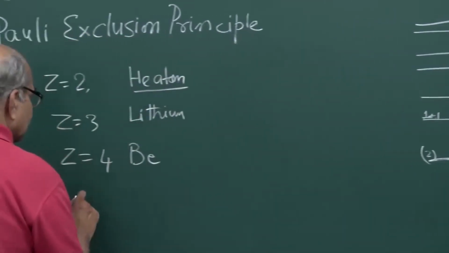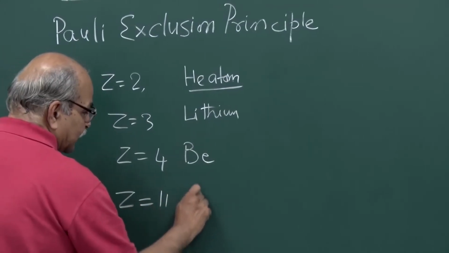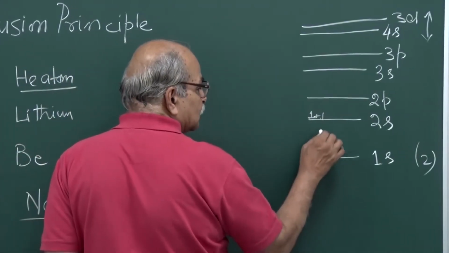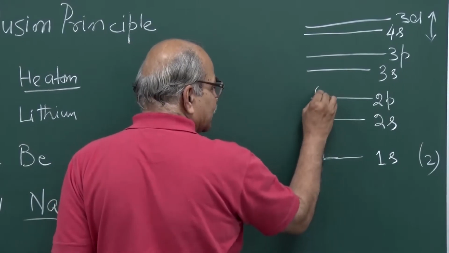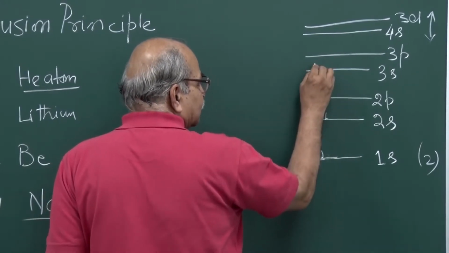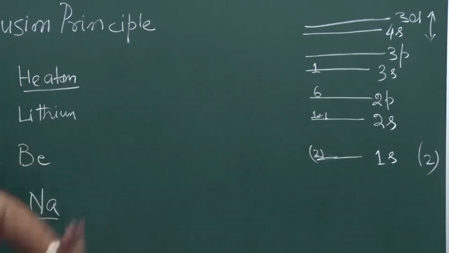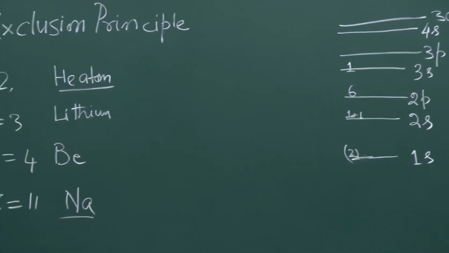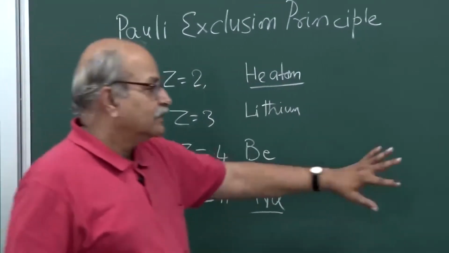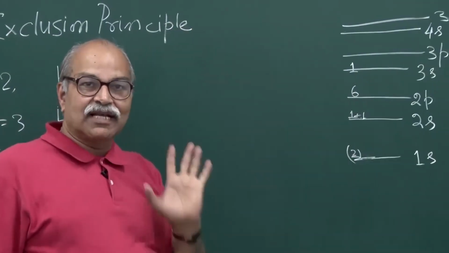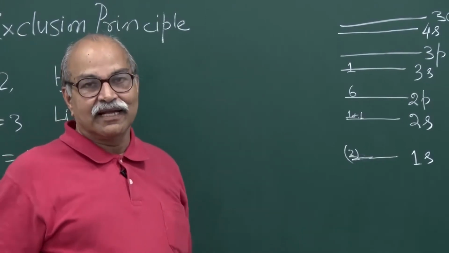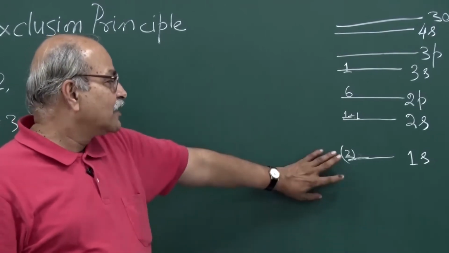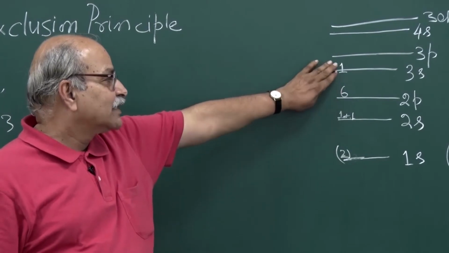Suppose you have sodium, Z is equal to 11. So 2 you can put here, 2 you can put here, 6 you can put here, that makes 10, and the one left you can put there. So for the lowest energy state of this sodium atom, the electrons will occupy in this fashion. Remember, all electrons are identical. Which electron is where is not important. The only important thing is 2 are here, 2 are here, 6 are here, 1 is here.